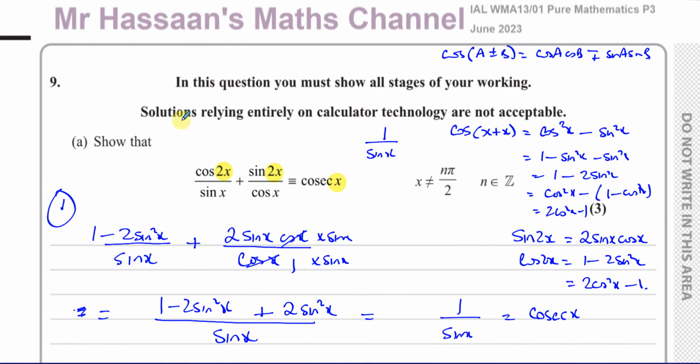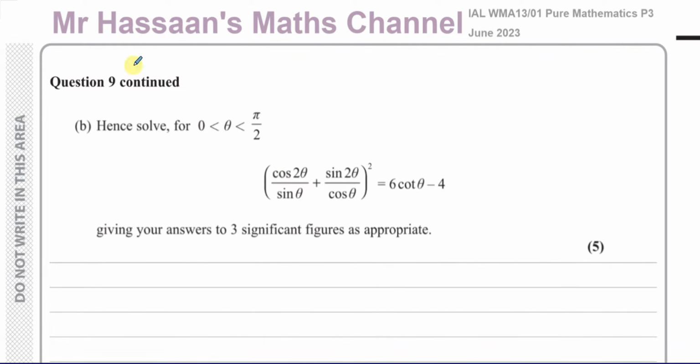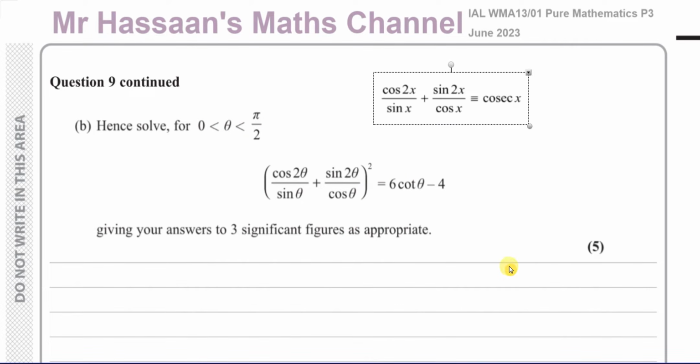Okay, so now 9 part B. It says, hence solve for theta between 0 and pi over 2 this equation. So let me just get the result from before. Now we have the result from the previous part A.